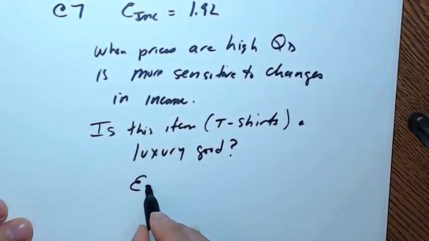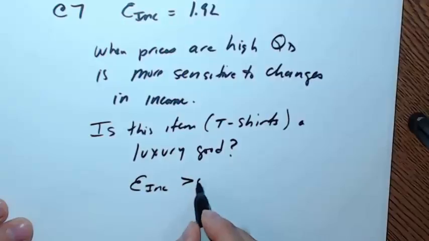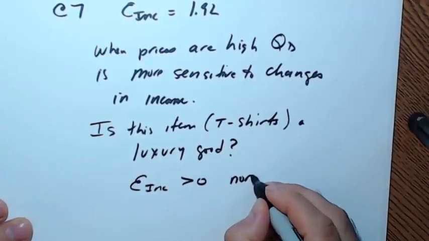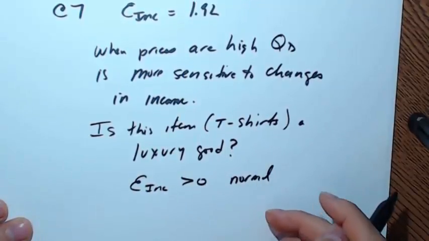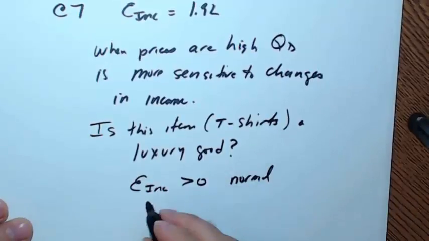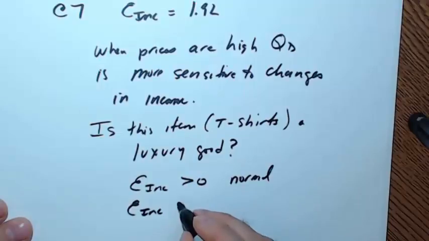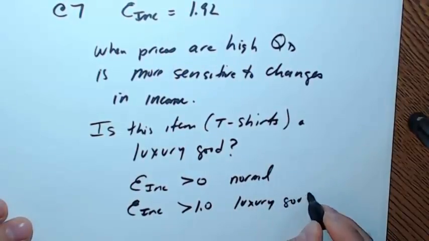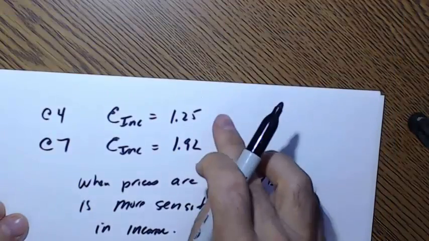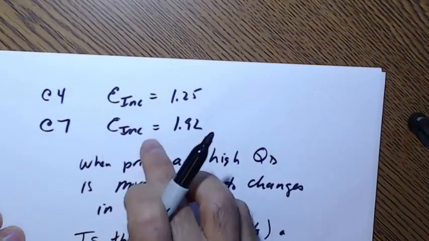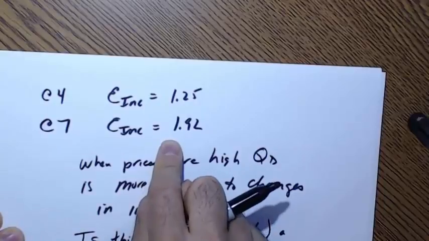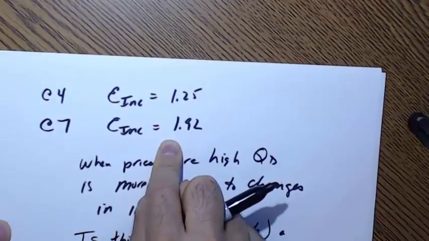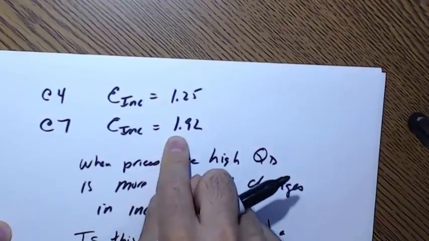When you have income elasticity greater than 0, that implies it's a normal good. In other words, as income goes up, you consume more. When income elasticity is greater than 1, it implies a luxury good, and we certainly have income elasticity higher. In fact, what you can see is at higher prices, it seems even more like a luxury good, which is quite interesting. At high prices, it's even more responsive.